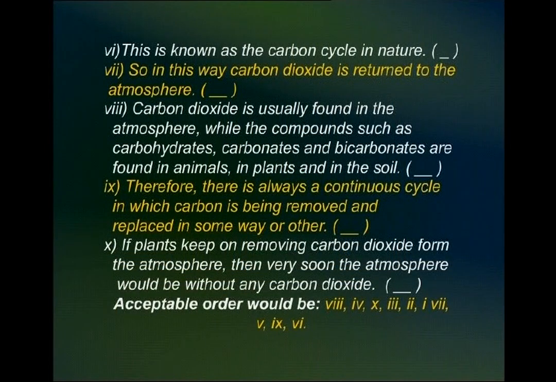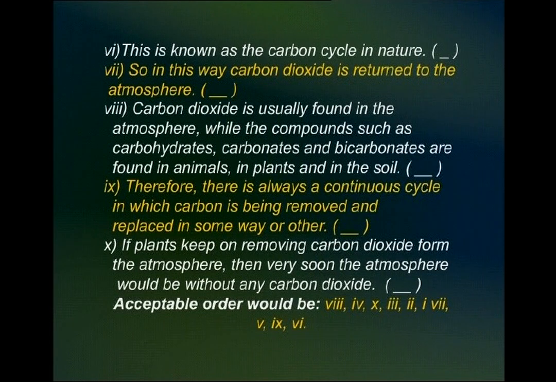Sentence number six. This is known as the carbon cycle in nature. Sentence number seven. So in this way, carbon dioxide is returned to the atmosphere. Number eight. Carbon dioxide is usually found in the atmosphere, while the compounds such as carbohydrates, carbonates, and bicarbonates are found in animals, in plants, and in the soil.